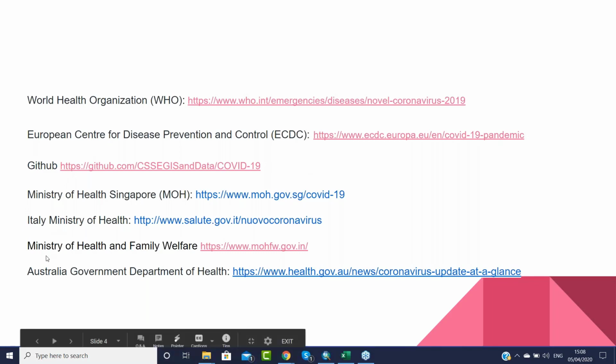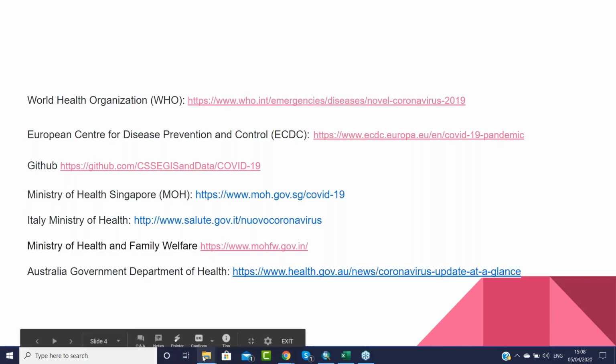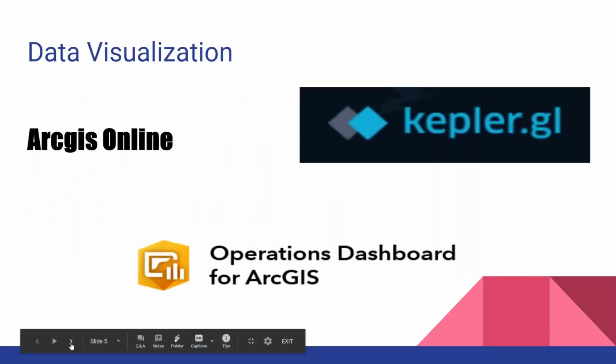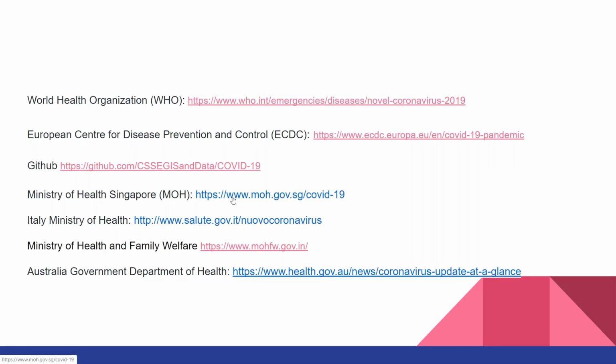So we have the Ministry of Health and Family Welfare of India. This is a website. We can download data from here. And lastly, we'll see the data visualization techniques. But before that, we will collect the data from various sources or websites. So I will show how to download the data from WHO and the European Centre for Disease Prevention and Control site.